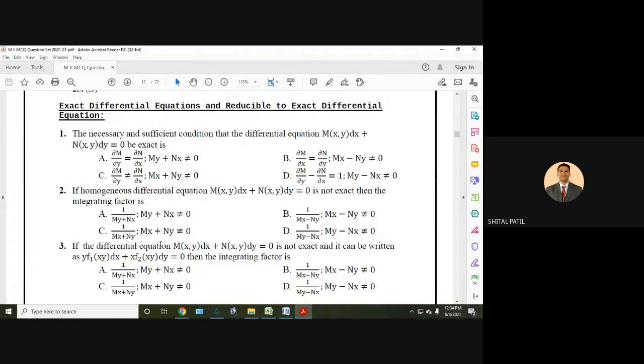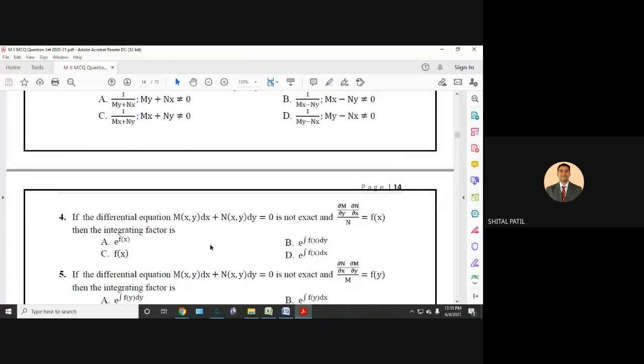Roll number 4, division A, are you there? A4, what is the answer of question number 3? The differential equation is non-exact and it can be written as y function of xy dx plus x function of xy dy equal to 0, then what is the integrating factor? Sir, A. No, it's not A. If differential equation is homogeneous then integrating factor is 1 upon xm plus yn, here it is xm minus yn. B is the correct option.